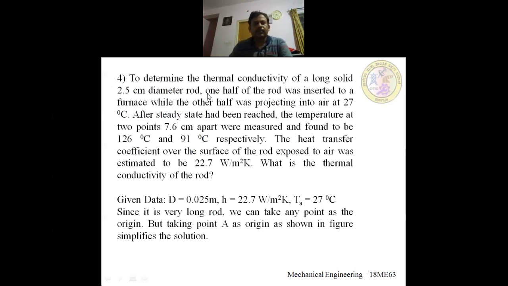Next problem. Determine the thermal conductivity of a long solid rod of 2.5 centimeter diameter. One half of the rod was inserted into a furnace while the other half was projecting into air at 27 degrees Celsius. After steady state had been reached, the temperatures at 2 points 7.6 centimeter apart were measured and found to be 126 degrees Celsius and 91 degrees Celsius respectively. The heat transfer coefficient over the surface of the rod exposed to the air was estimated to be 22.7 watt per meter square Kelvin. So you have to find the thermal conductivity of the rod.